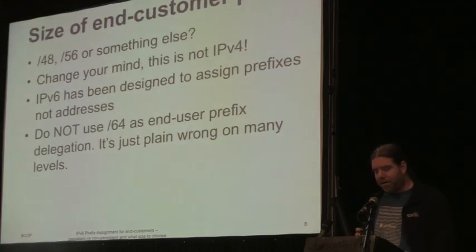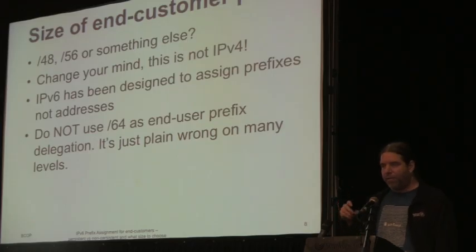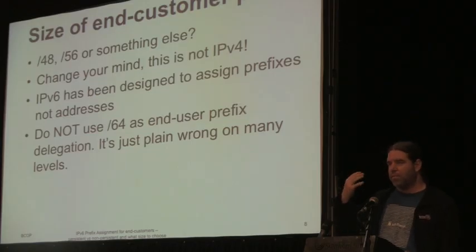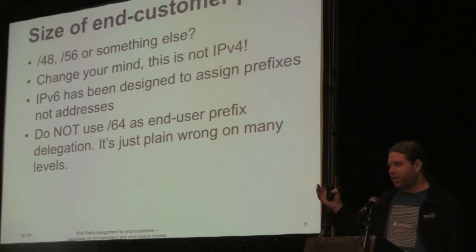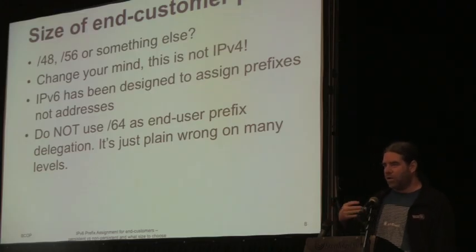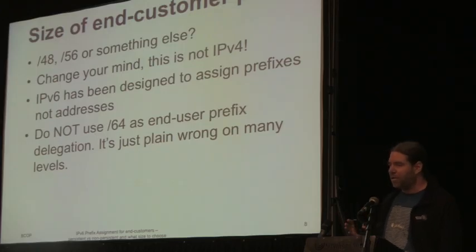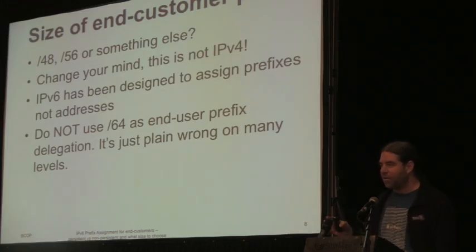Okay, so size of end customer prefix. Is it /48, /56 or something else? Change your mind, this is not IPv4, right? In IPv4 we count IP addresses. In IPv6 we have subnets that have different meanings and different usage types. For example, /64 is the smallest prefix that you should put on a layer 3 interface where there are hosts. You don't want to count all the hosts. So usually when I'm doing IPv6 training, I ask the students, do you know how many hosts you can fit in a /64? And usually people start guessing huge numbers, and there is a very, very simple answer. All of them.